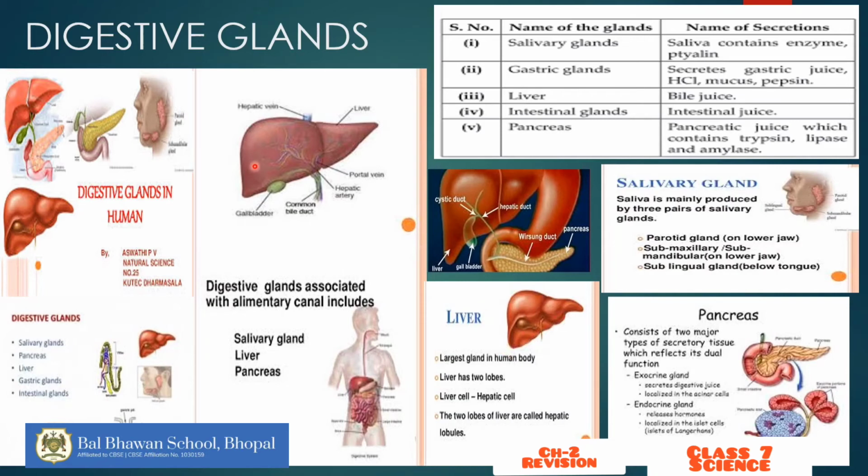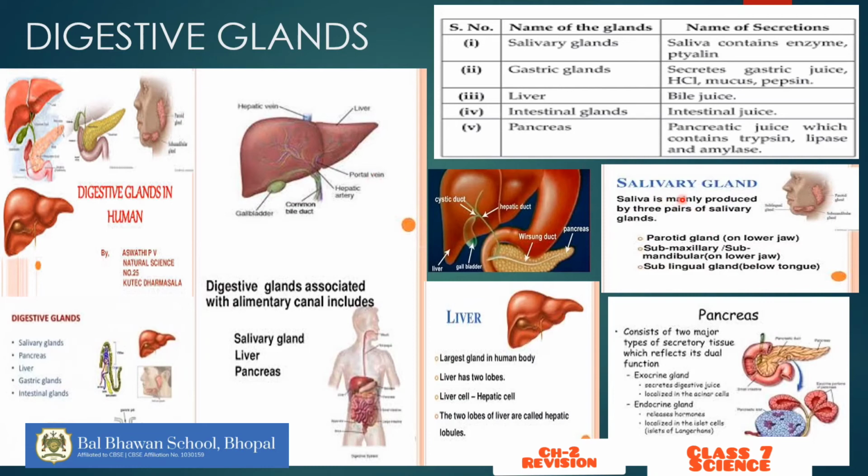The liver is the largest gland in the human body, a reddish brown structure. It produces bile juice. This bile juice gets stored in this greenish structure called the gallbladder. This bile juice is responsible for the digestion of fat, for the breakdown of fats.